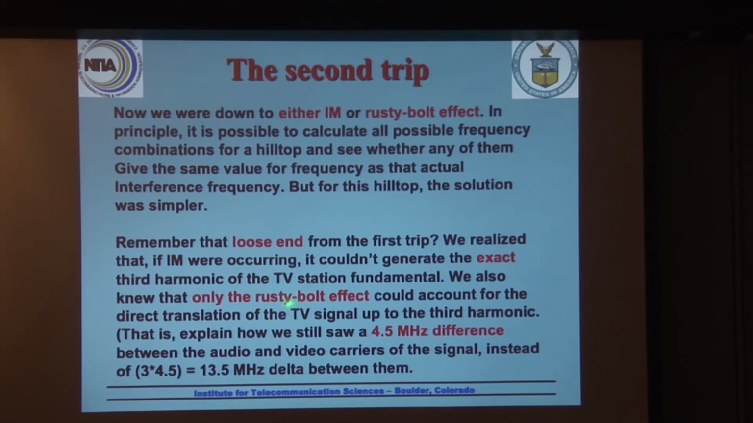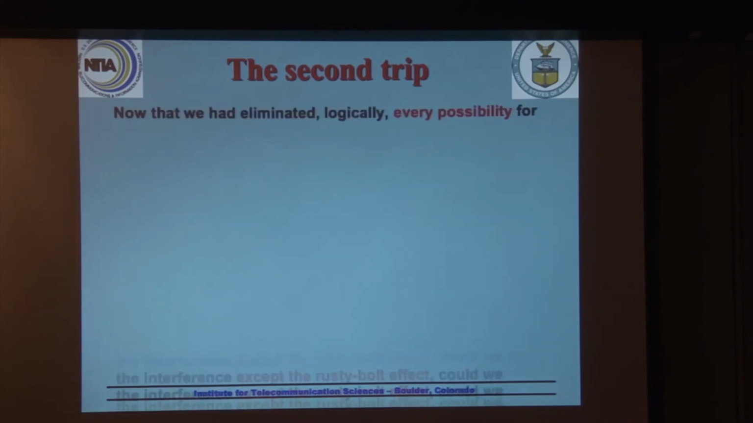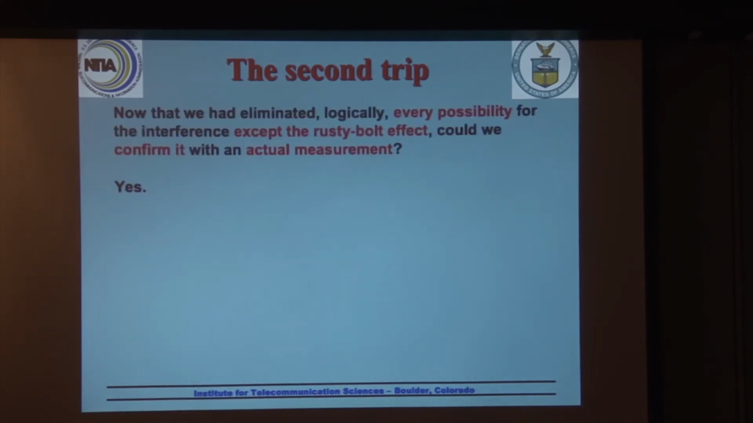Also, the rusty bolt effect could explain why we saw a 4.5 megahertz frequency difference between the video and audio carriers of that signal at the third harmonic, instead of seeing them spread 3 times 4.5 megahertz, which is 13.5 megahertz apart. Suddenly, it all comes together. It's got to be the rusty bolt effect. But now we're thinking, given that that's the case, can we confirm it? Can we do an actual measurement to confirm it? And the answer is yes.